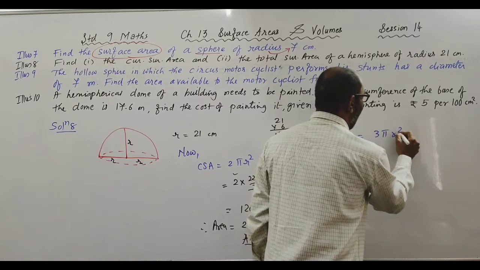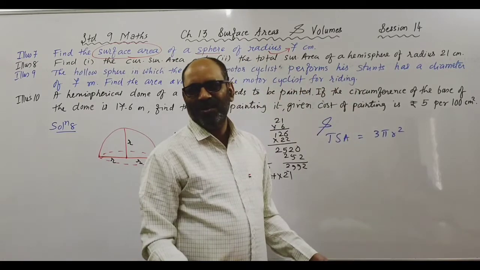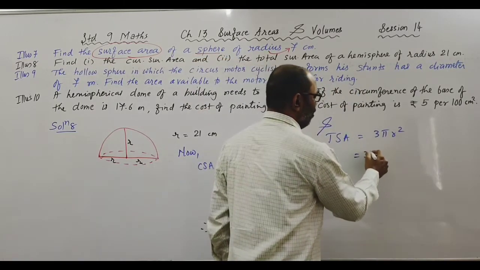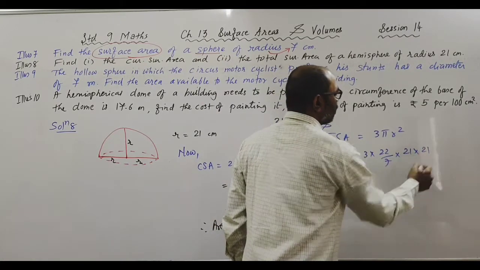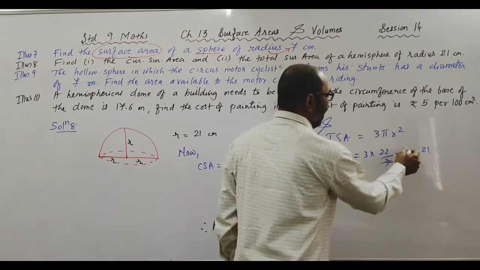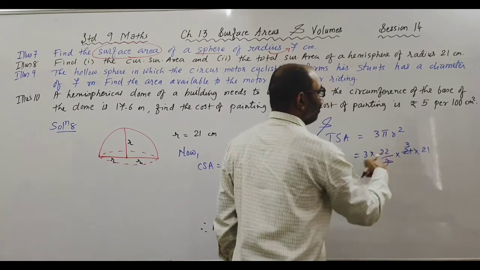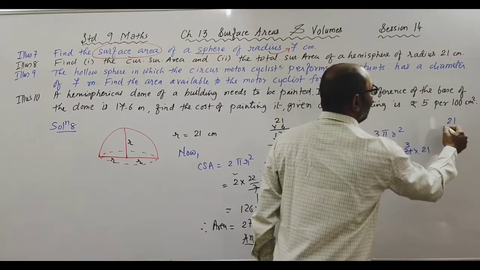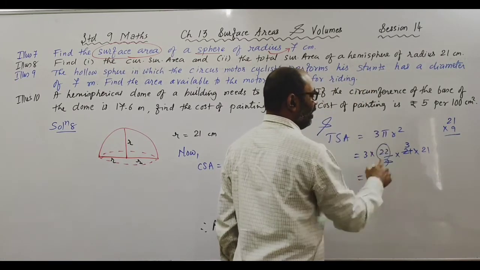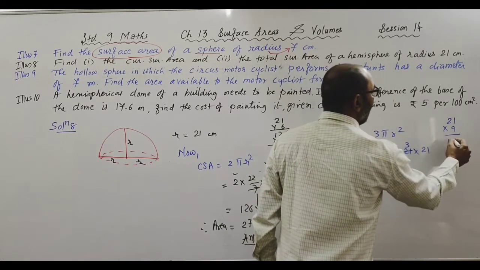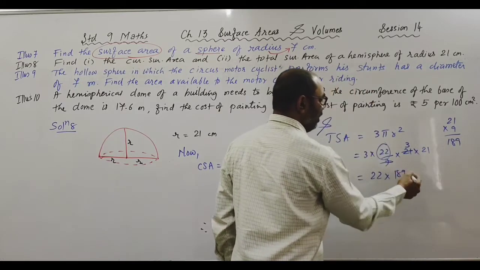3 pi r. There you are. Now you have to put the value and calculate. 22 upon 7. R is 21. So r square will be 21 into 21. Yes. 3s are 9. So 21 multiplied by 9 पहले कर दो. ये 22 रहने दो. Now 9 and 8. So this is 189.